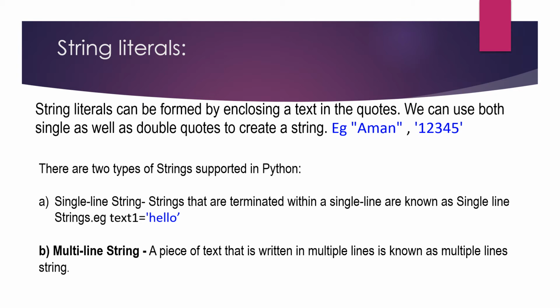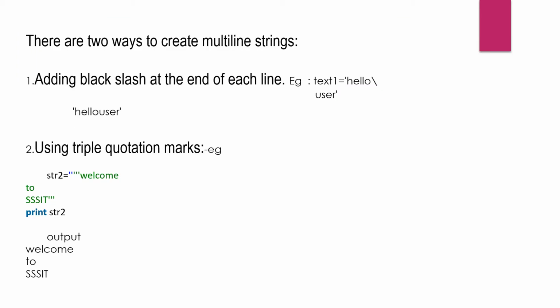And the next one is the multi-line string. A piece of text that is written in multiple lines is known as a multi-line string. This multi-line string may be created in two ways. First one is adding a backslash at the end of each line. This is one way. Here is the example. text1 is equal to hello backslash, and user in the next line. If you print text1, the output will be hello user.